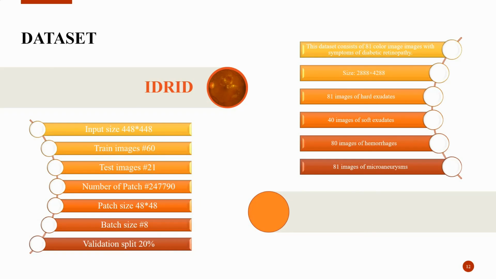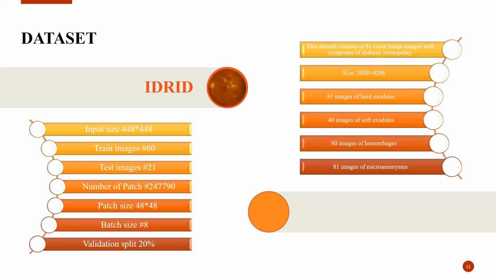Dataset. The Indian Diabetic Retinopathy Image Dataset is a database of the Indian population. This includes diabetic retinopathy lesions and normal retinal structure that are labeled at pixel level and have a resolution of 2000 by 4000. This dataset provides information on the severity of diabetic retinopathy for each image.